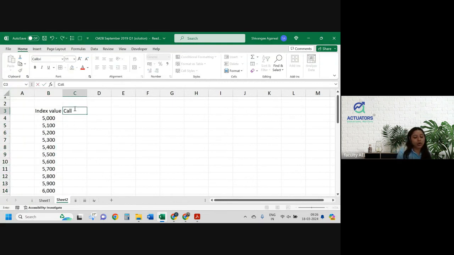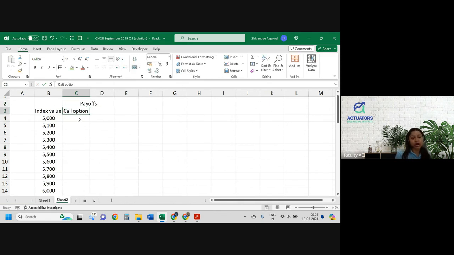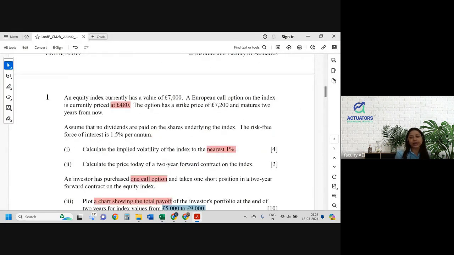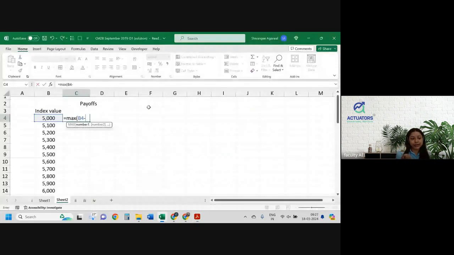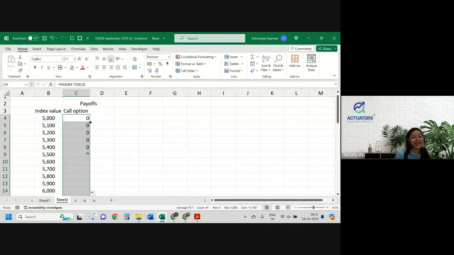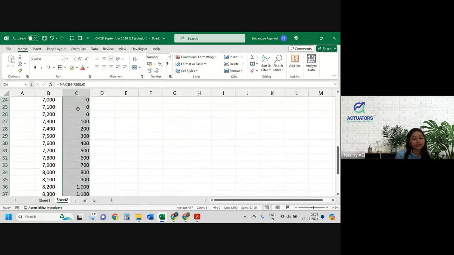Then we have the call option payoff. I can just maybe write over here payoffs. Okay. So this is your call option payoff. How do you calculate the call option payoff? It's the maximum of ST minus K. So this is your ST minus K is given to us. Either you can go back to the first sheet and link it from there, or you can just type 7200, doesn't matter much. This is your call option payoff. Okay. So obviously after 7200, your payoffs will start.